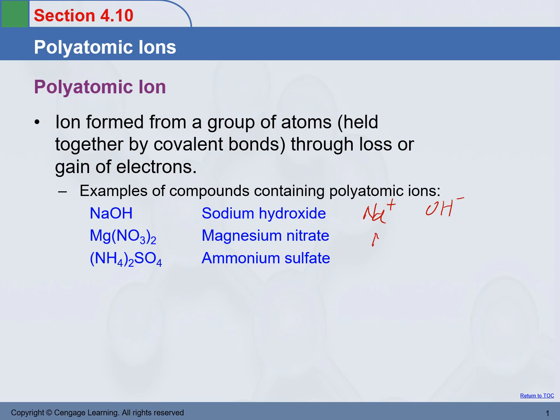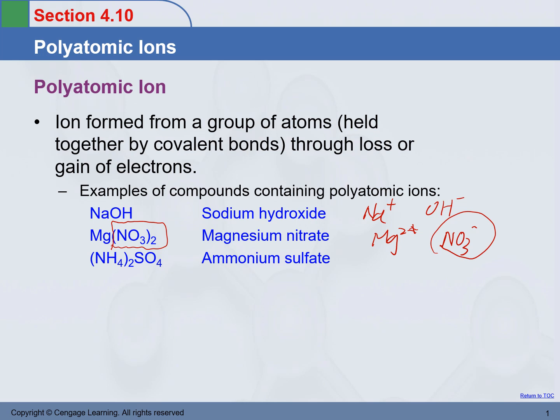Magnesium nitrate: we have a magnesium 2+ charge. Nitrate carries one negative charge. That's why you need two nitrates to balance out the two positive charges for magnesium. Okay, so now for polyatomic ions, if you have more than one, you have to put the ion in parentheses and then use a subscript to indicate the number of the polyatomic ion.